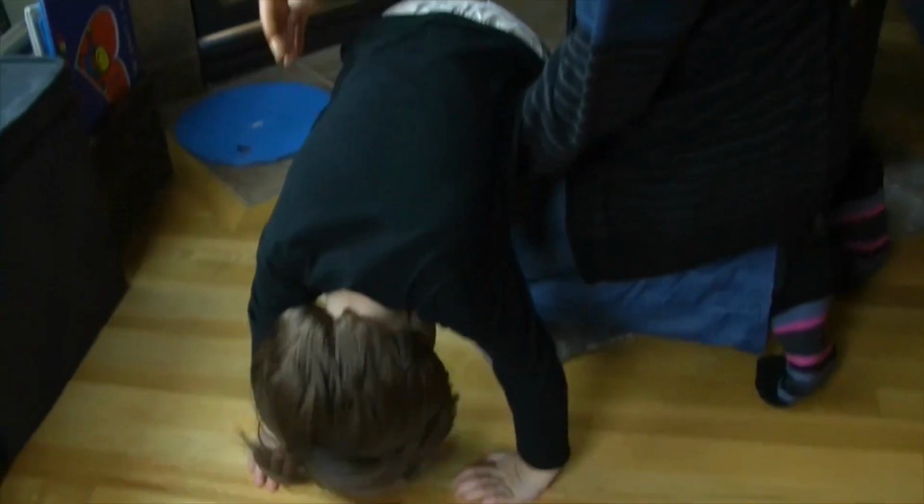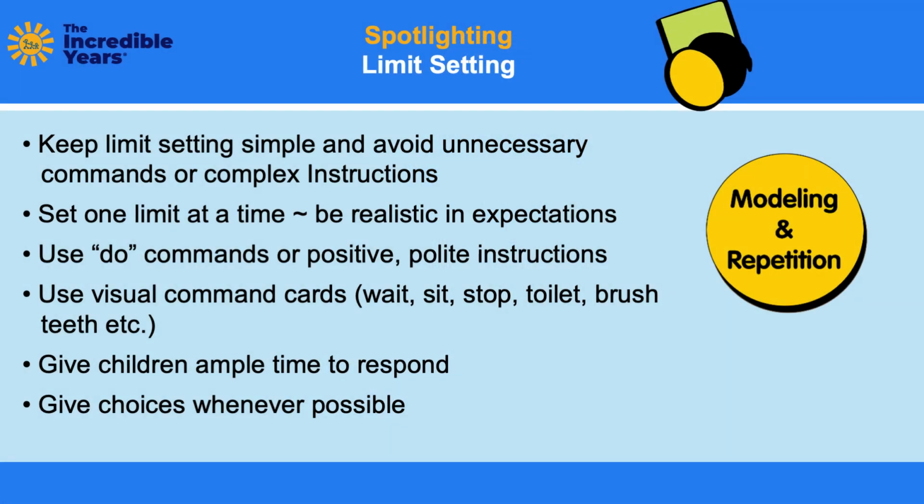But limit setting is the next part of the program, and we'll use many of the principles we've used already. We try to avoid unnecessary commands or complex instructions, keeping them simple, being realistic in our expectations, using do commands. Walk quietly rather than don't run, which is very confusing. Using polite instructions, again pairing them with a visual. So we might have a visual for the command for going to the toilet or washing their hands or brushing their teeth. Giving the children time to respond, waiting for them to respond, not expecting instantaneous.